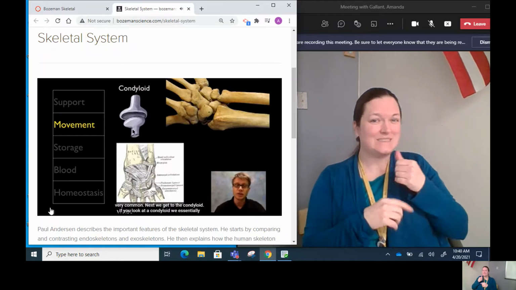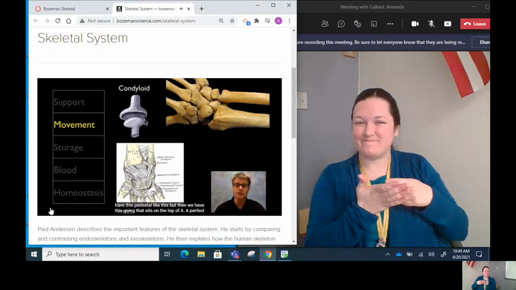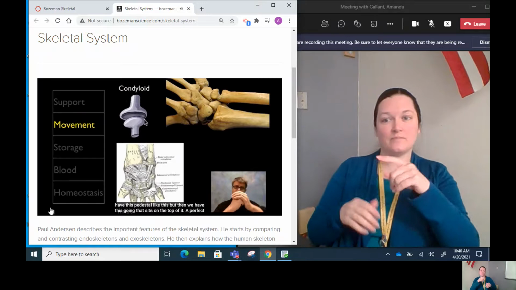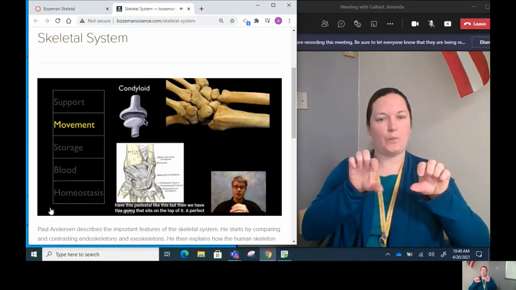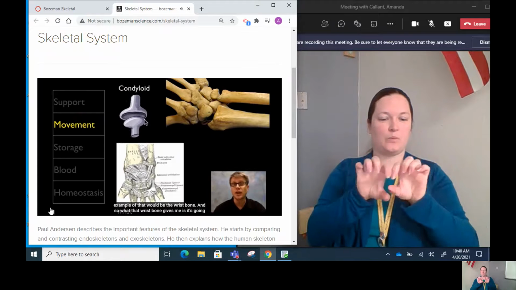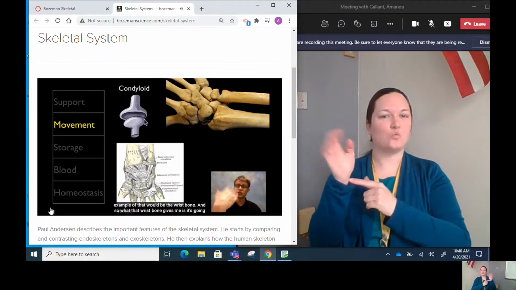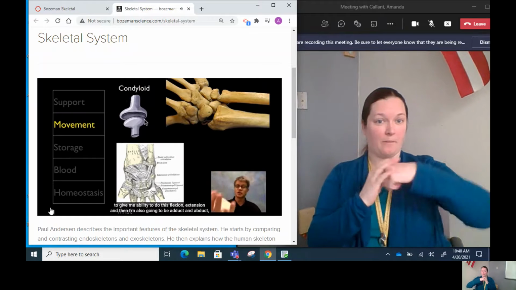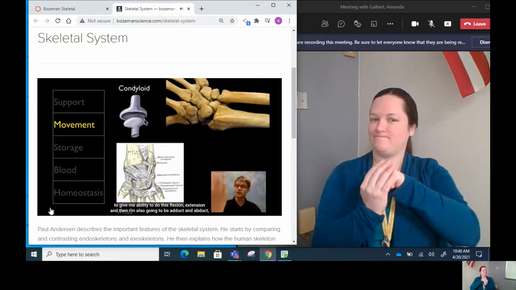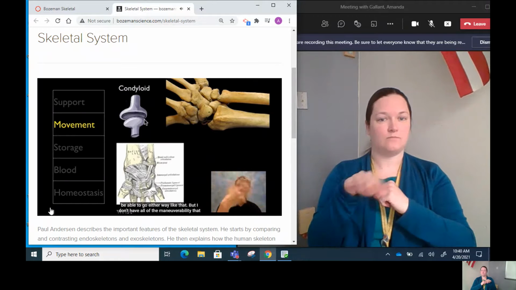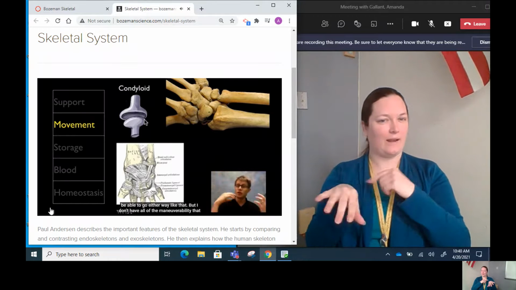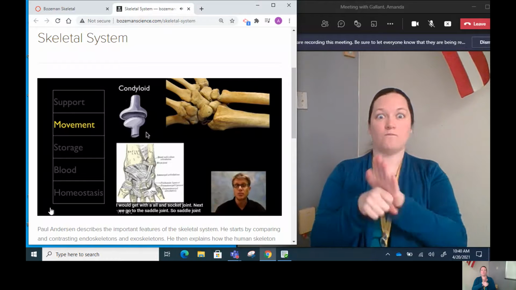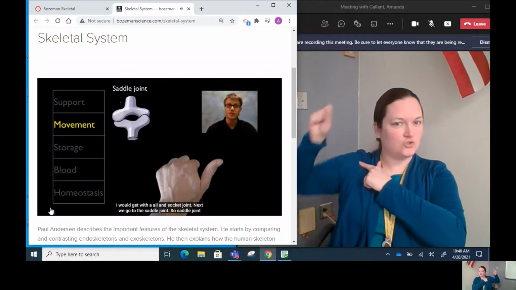Next, we get to the condyloid. If you look at a condyloid, we essentially have this pedestal, but then we have this joint that sits on the top of it. A perfect example of that would be the wrist bone. And so what that wrist bone gives me is the ability to do flexion, extension, and I'm also able to adduct and abduct, to go either way like that. But I don't have all of the maneuverability that I would get with a ball and socket joint.